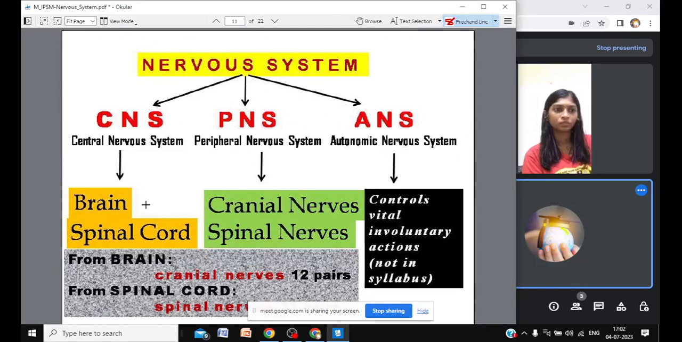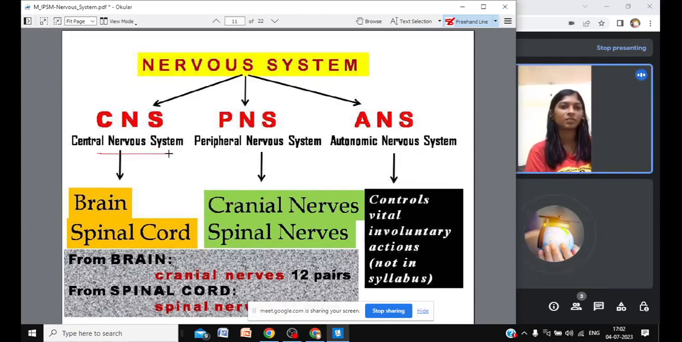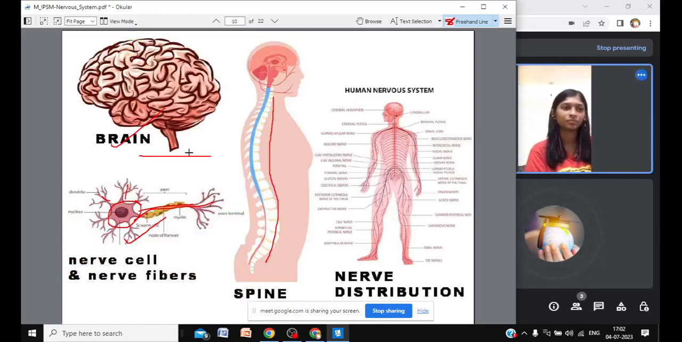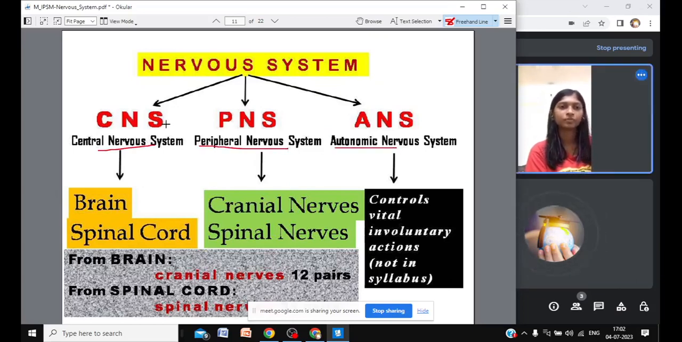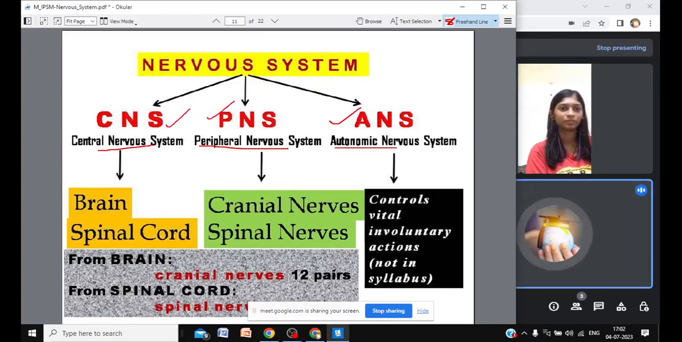So in the nervous system, we have a division. What are the divisions? Central nervous system, peripheral nervous system, and autonomic nervous system. In short, we call it CNS, PNS, and ANS. The autonomic nervous system controls some vital involuntary functions, but this is not in the syllabus at this stage.